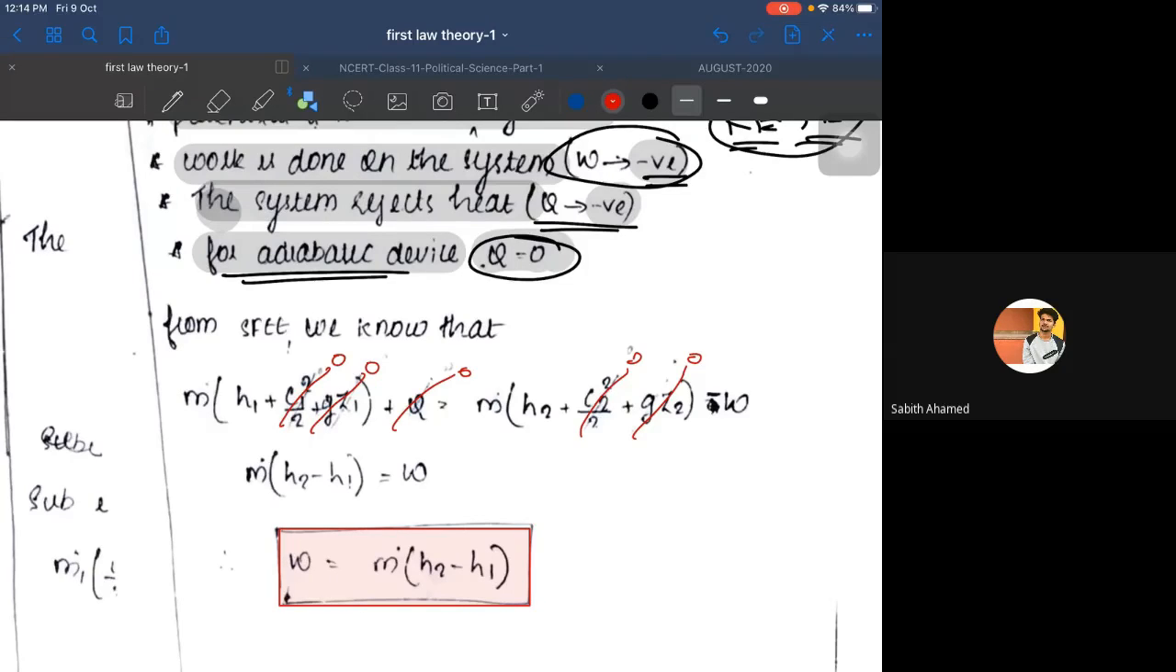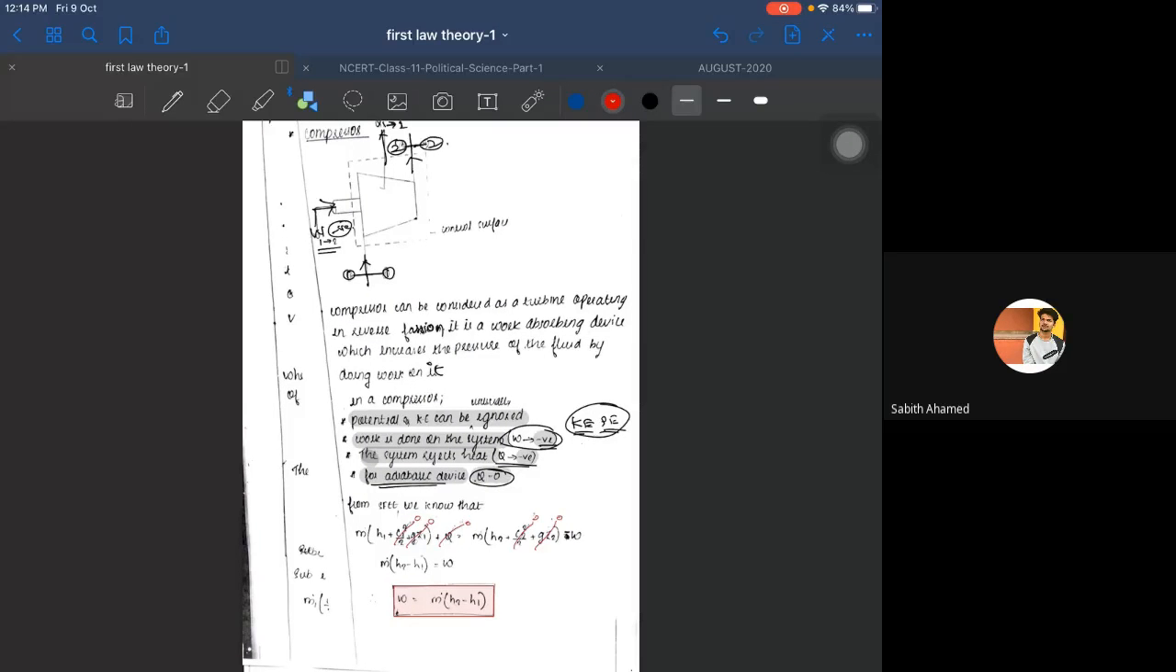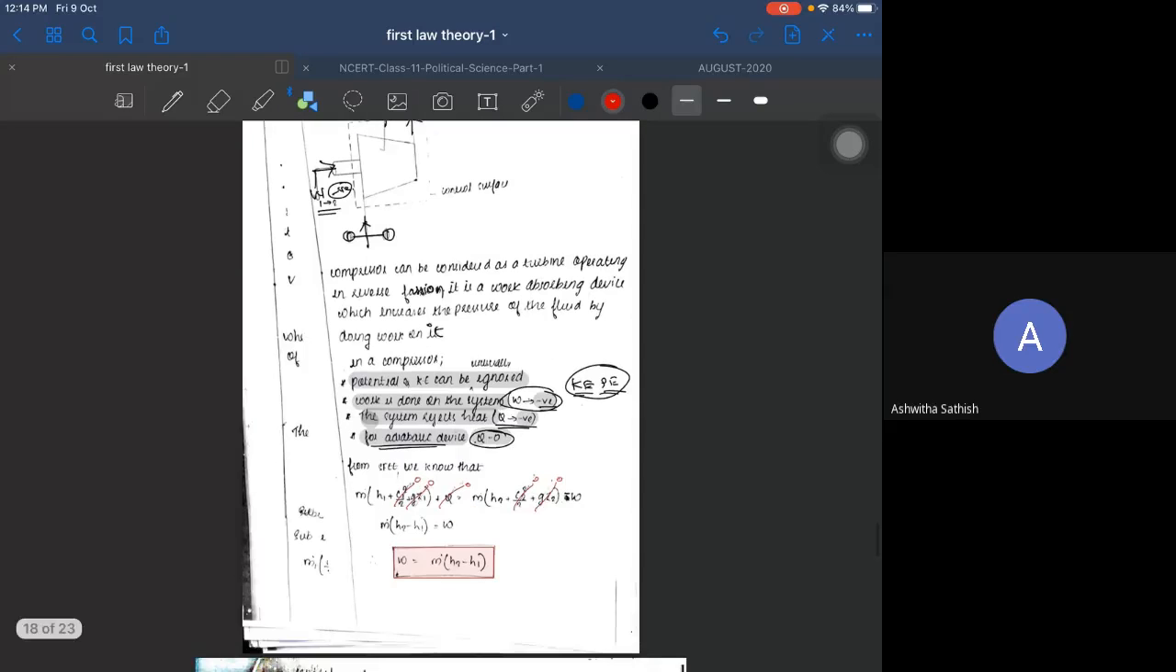Any doubts in the compressor? Okay, so we are neglecting the kinetic and potential energies. We are treating it as an adiabatic system, that's why Q becomes 0. The only thing that remains is this particular expression. Any doubts here? Shall we move on to the next? Yes, sir. Okay.